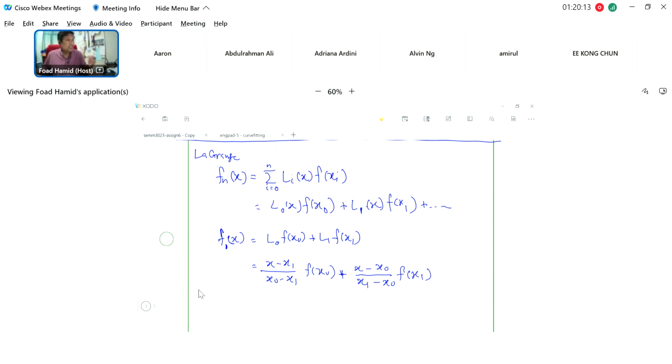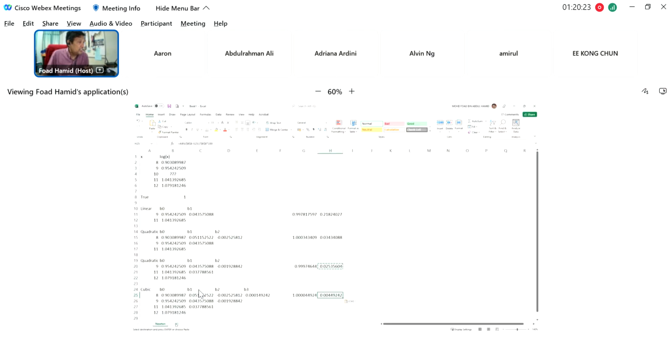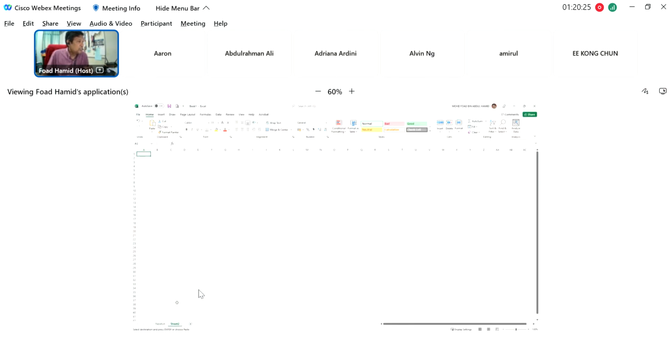Okay, so let's try to do the same thing with the same equation, the same data, using Lagrange polynomial. So let's rename this.